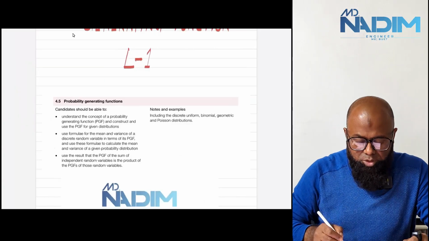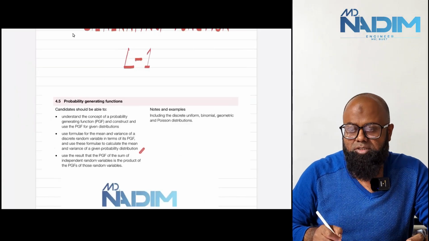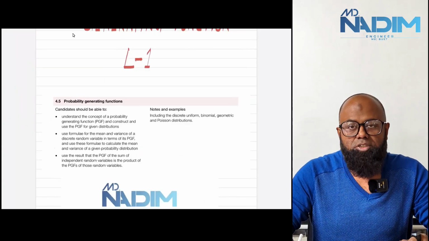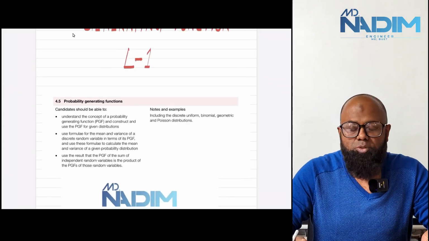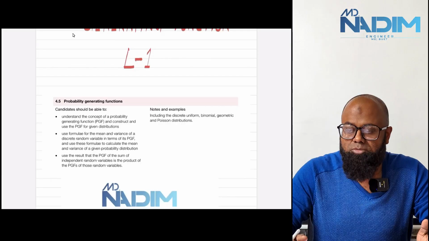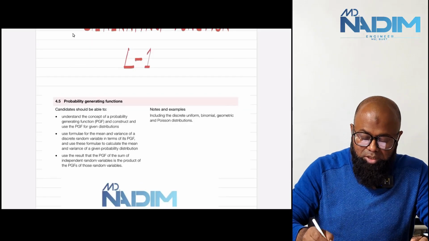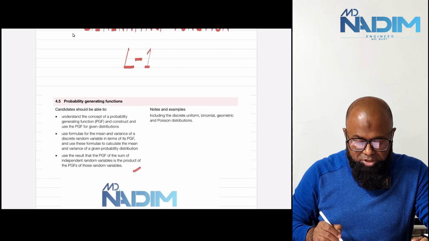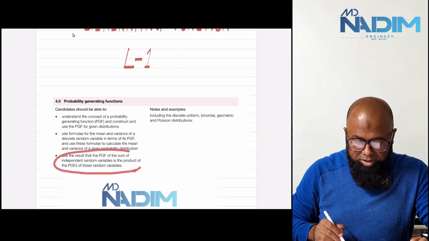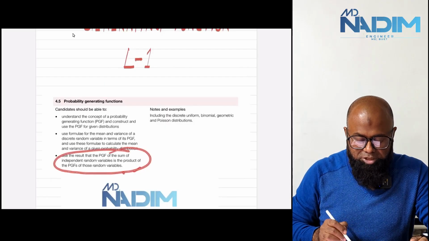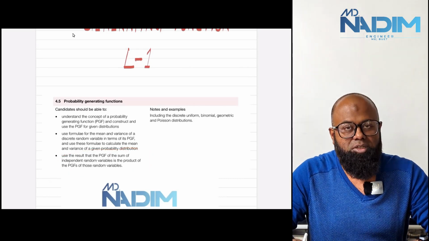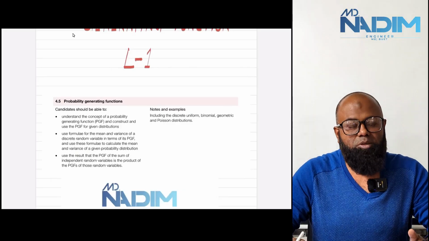Then secondly, use the formula to find the mean and variance of a discrete random variable in terms of its PGF, and use this formula to calculate the mean and variance of a given probability distribution. And the last one is use the result that the PGF of the sum of independent random variables is the product of the PGFs of those random variables. So we will do one by one.